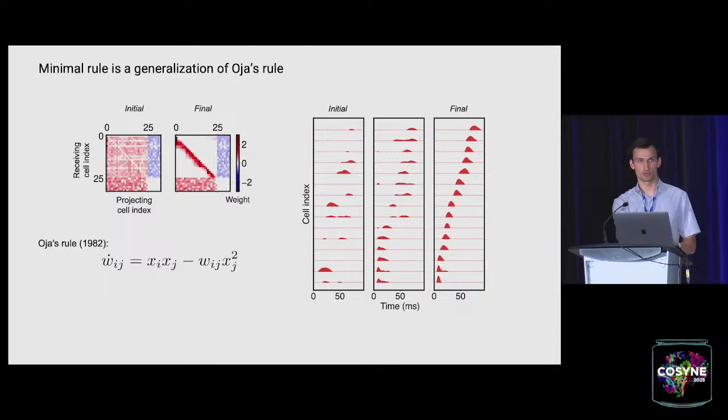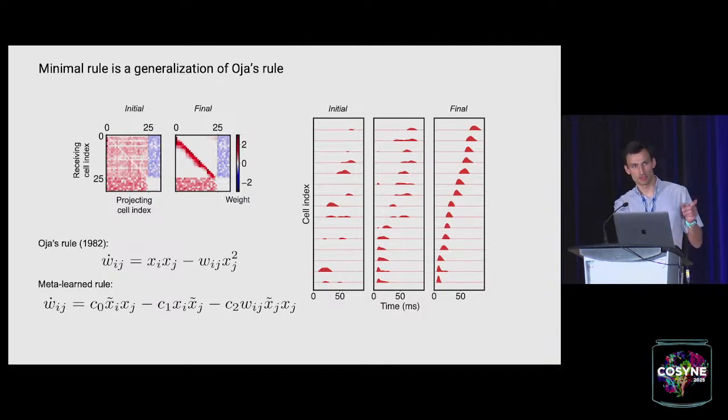So here's Oja's rule, where x_i is the presynaptic activity, x_j the post, and w_ij is the synapse size. And here is the minimal rule we distilled from meta-learning. These c here are positive coefficients, and the tildes denote convolutions with decaying exponentials. So x_i tilde, for instance, is a smooth filtration of the presynaptic activity. The first two terms here implement a form of temporally asymmetric Hebbian learning, while the latter term prevents synapses from getting too large in an activity-dependent fashion. Crucially, this rule does not impose any hard constraints on connectivity, which will be important in a bit.